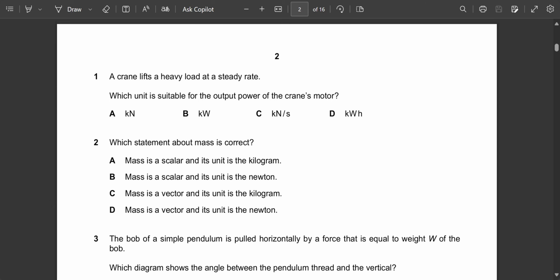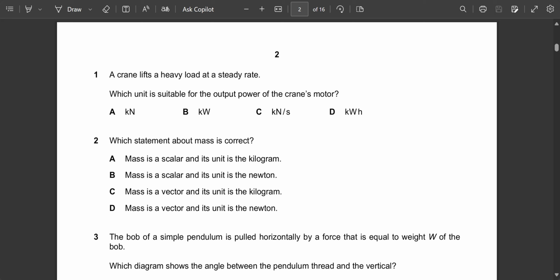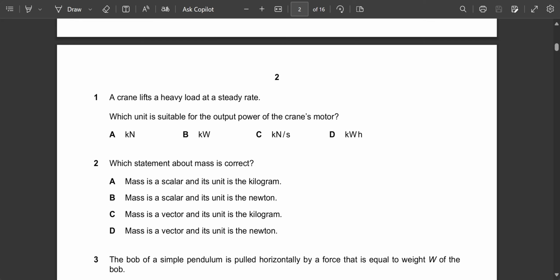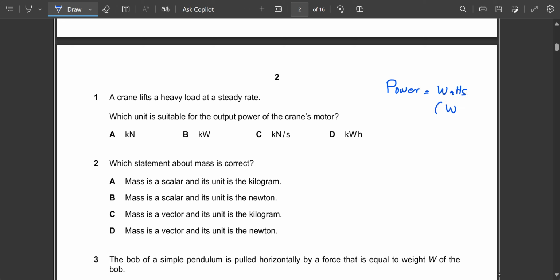In question number 1, it says a crane lifts a heavy load at a steady rate. Which unit is suitable for the output power of the crane? You might have studied power. The unit of power is watts, symbol W. It can be kilowatts, megawatts, whatever it is, right? The kilo and the mega are the prefixes. Watt is the actual unit. So here the kilowatt is going to be your unit for the output power.